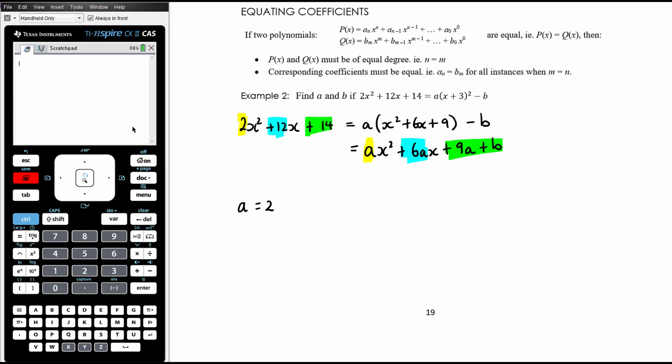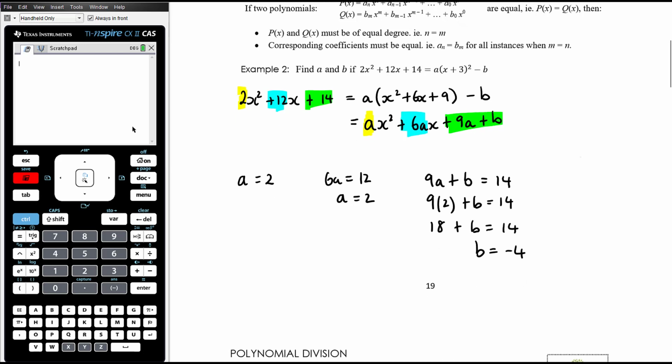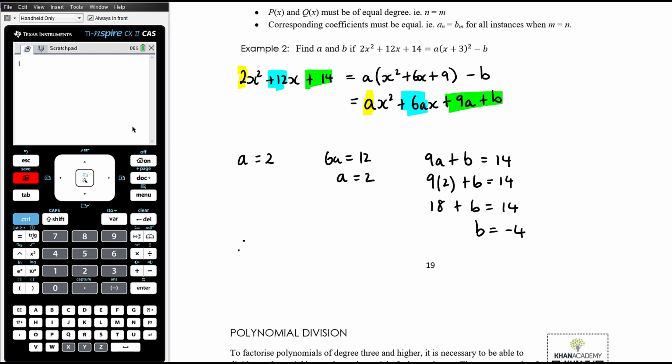The coefficients of x tell us that 6a has to equal 12, which is the same as a equals 2, so we haven't learned anything new there. The constant terms tell us that 9a plus b must be equal to 14, and we know what a is. A is 2, so it's 9 times 2 plus b has to be 14, so 18 plus b equals 14, and so b must be negative 4. So the question, find a and b: a is 2 and b is negative 4.